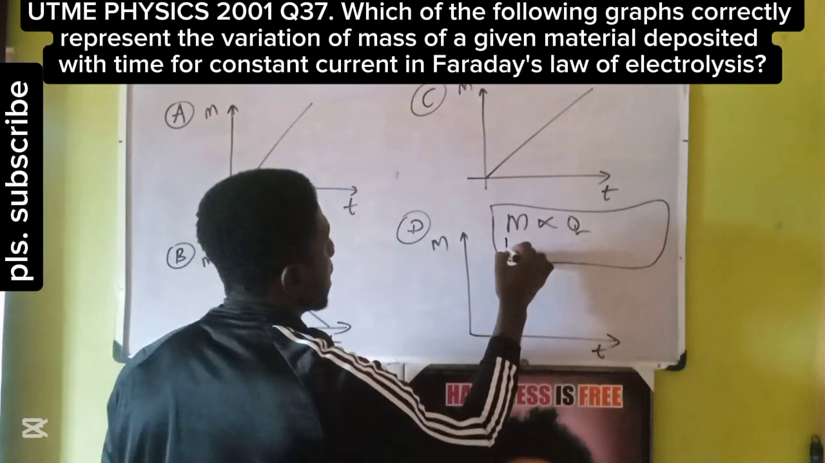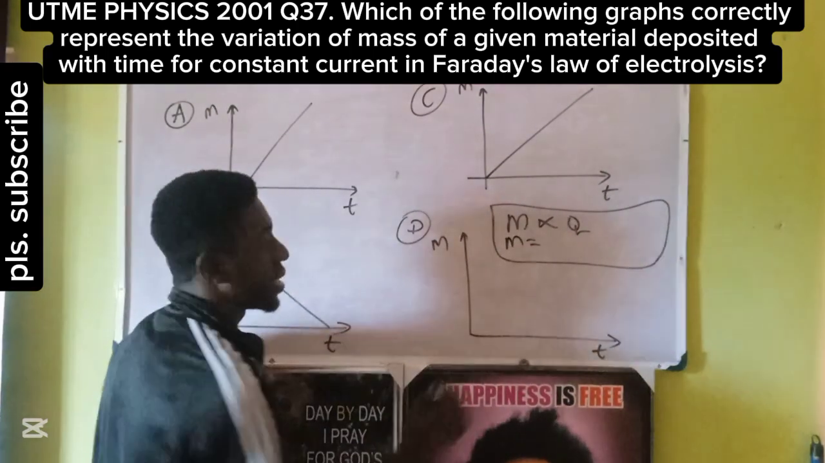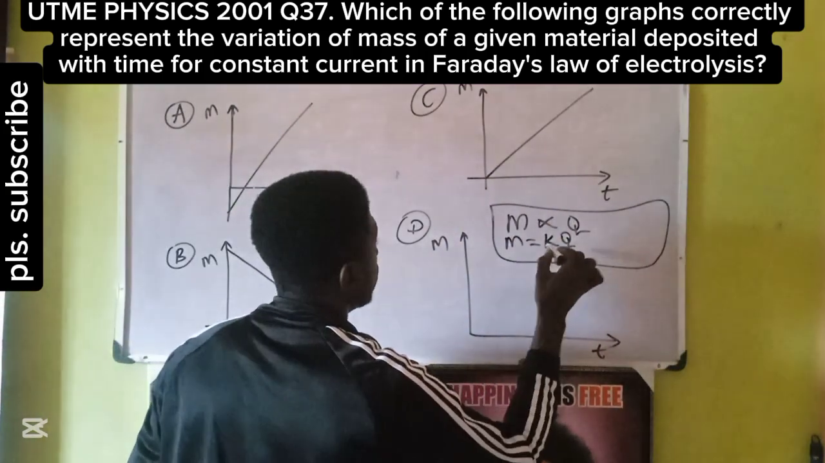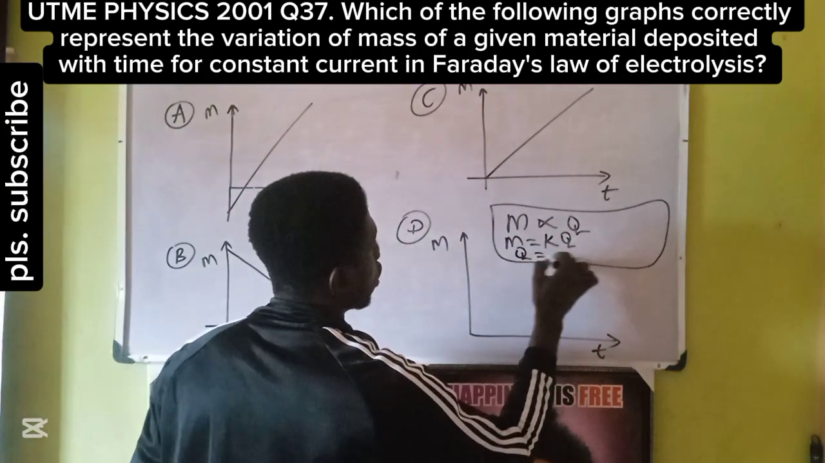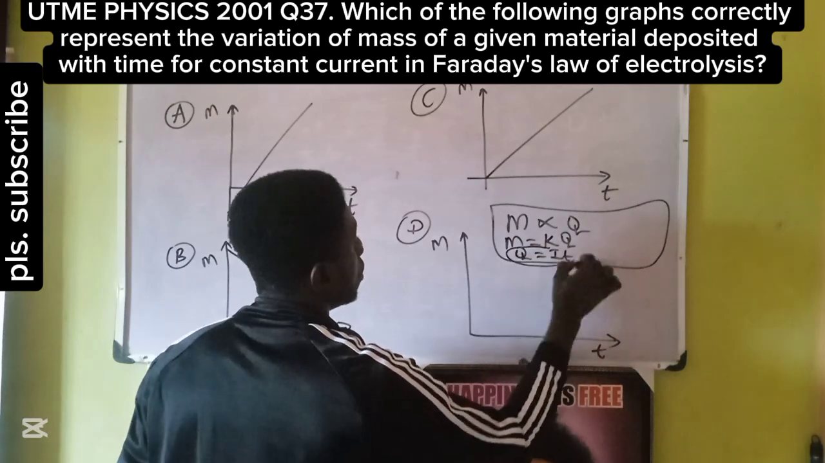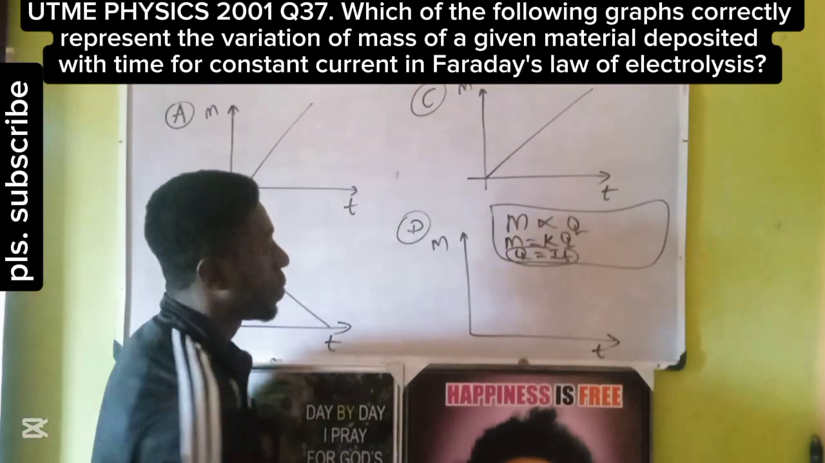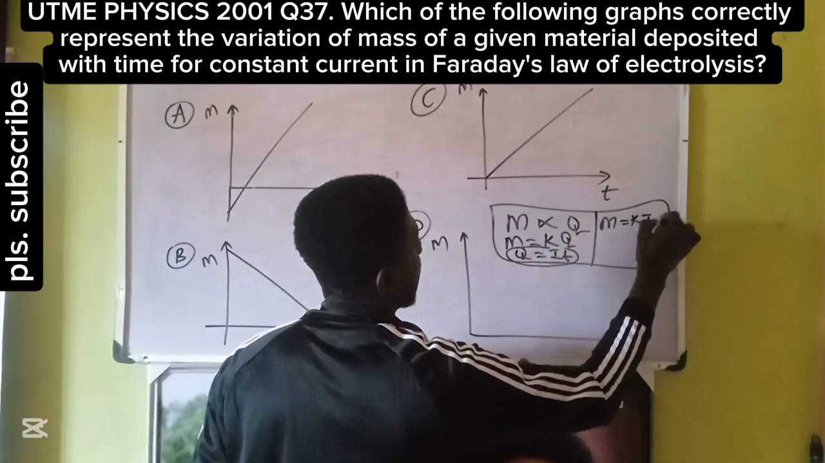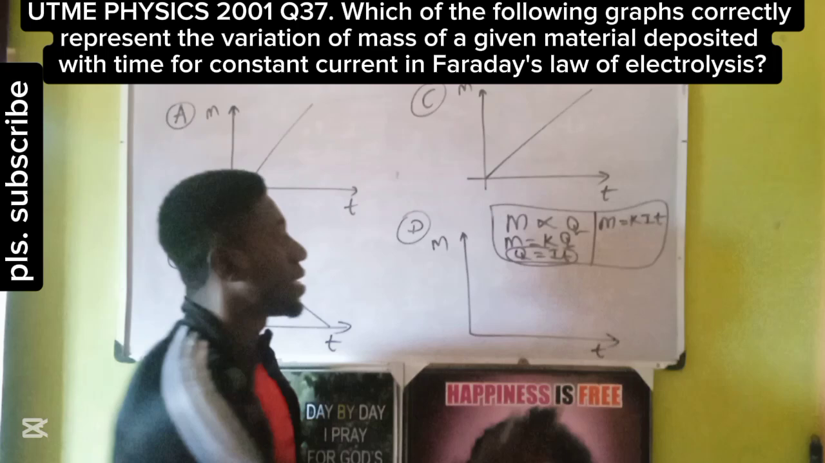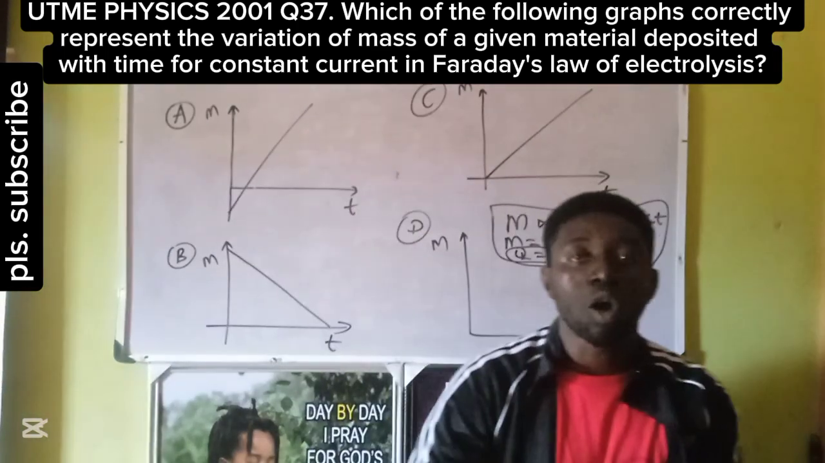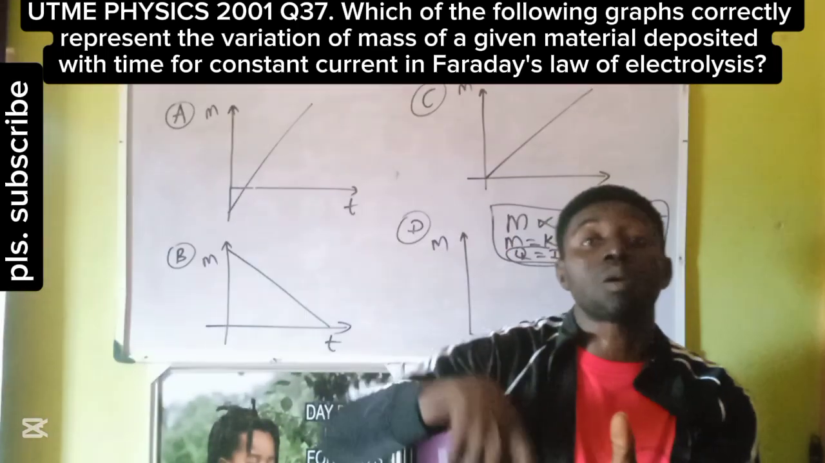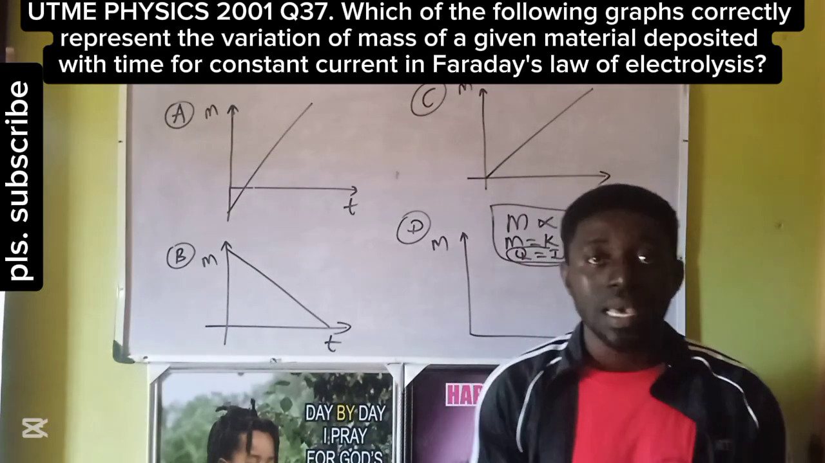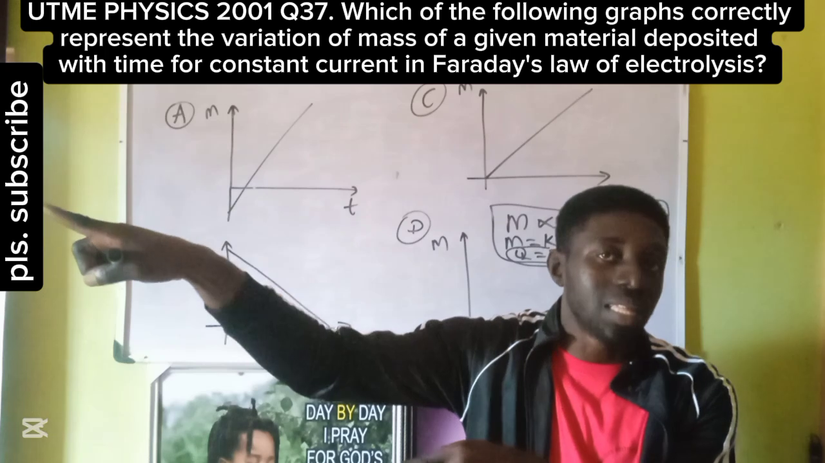Then let's take it down. Then M is equal to, we take away the variation sign, KQ. Then recall Q is IT. Quantity of charge is current times time. Therefore, I can say mass is KIT. The K is constant. Faraday also made mention of that constant. Faraday called it electrochemical equivalent.